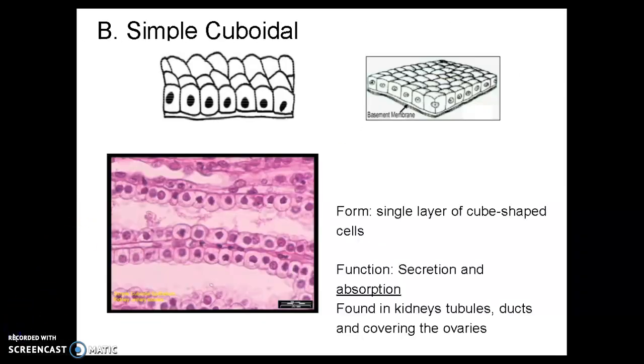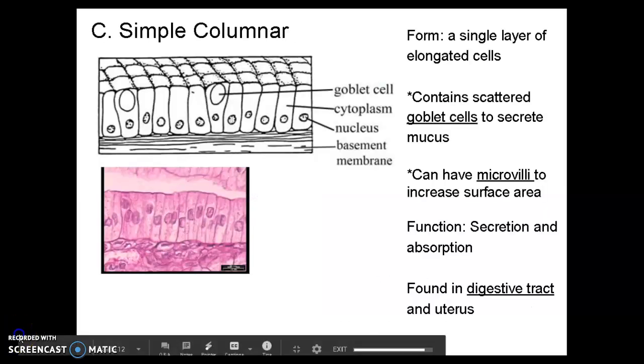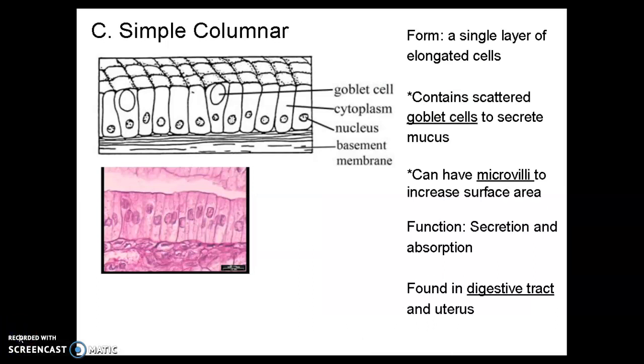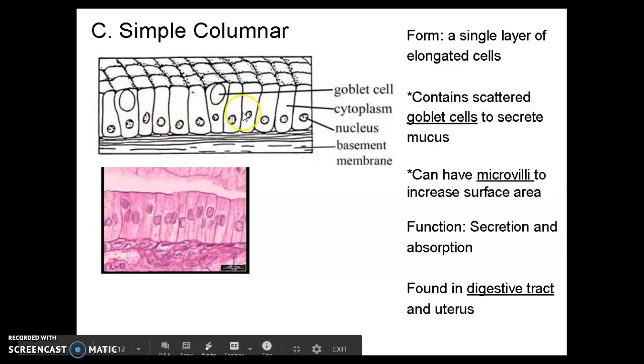Next, we have simple cuboidal. These are a single layer of cube-shaped cells, and their main function is for secretion and absorption. So these are found in the kidneys and some of the ducts and coverings of the ovaries. Next, we have simple columnar cells. These form a single layer of elongated cells. So we see here they're tall and skinny, and we only have one layer.